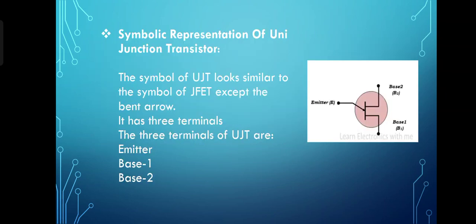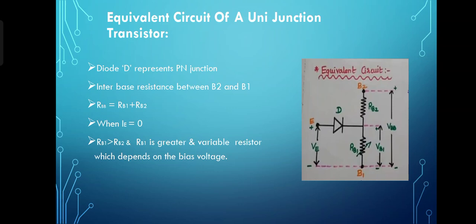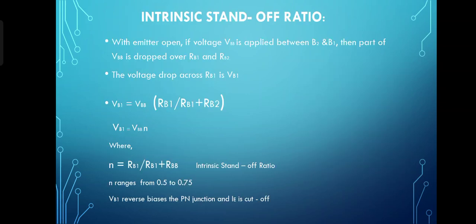Next, the symbolic representation of the unit junction transistor. Here the image represents the symbol of UJT. It has three terminals: emitter, base 1 and base 2. Next, the equivalent circuit of a unit junction transistor. Here the diode D represents the PN junction, and there is an interbase resistance between B2 and B1. RBB is equal to RB1 plus RB2 when emitter current is equal to 0. RB1 is greater than RB2, and RB1 is a variable resistor which depends on the bias voltage.